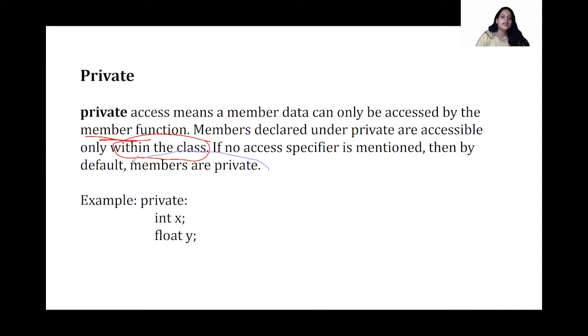So this is what I said. If there is no access specifier mentioned, then by default it becomes private. And remember, the data declared under private can be accessed by the member function only, and member functions declared under private are accessed only within the class. Outside class or inherited class cannot access them under the private access specifier. For example, you can just say private and under that declare whichever data member or member function you want, right? Next we have public.